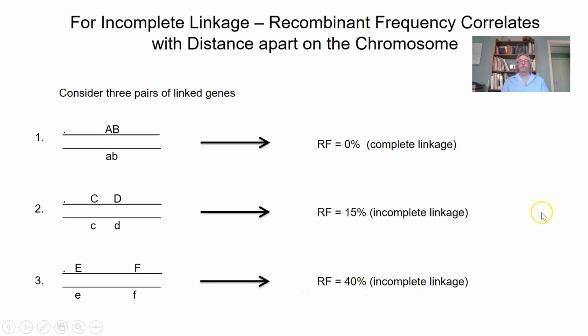All right, so that's just indicating the correlation between how close genes are together on a chromosome and the recombinant frequency that would result in a dihybrid test cross.